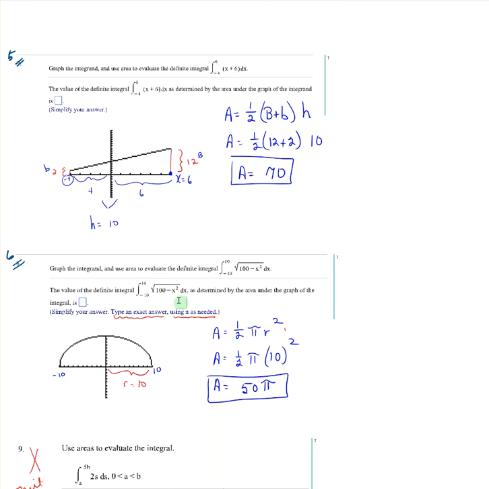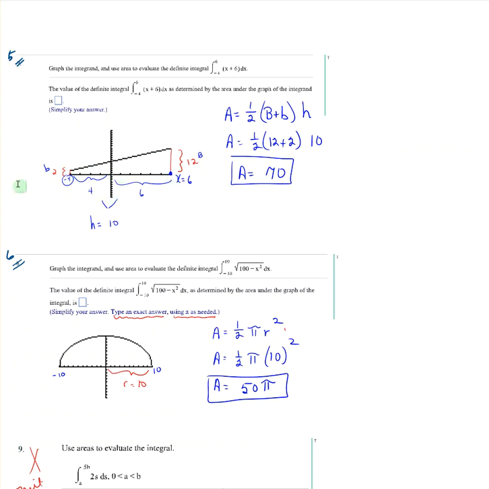Number 5, pay close attention to this because people miss this on the test often. If I give them this, graph the integrand and use area to evaluate the definite integral. I do not want you to do integration, I want you to figure it out by using the geometry of that. So if we graph the integrand, that's x plus 6. So here is that line, x plus 6. And we are supposed to evaluate it from negative 4 to 6.